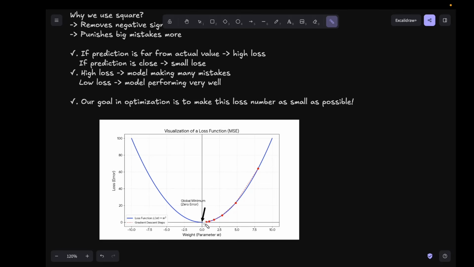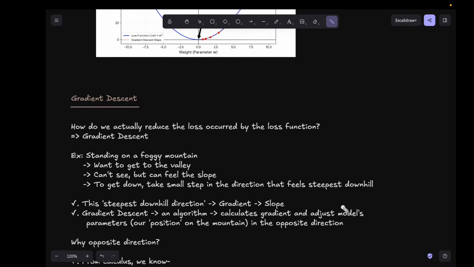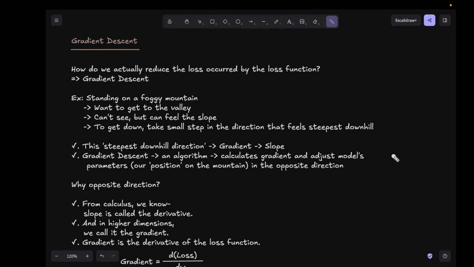So this is how the loss function works. Next we discuss gradient descent.